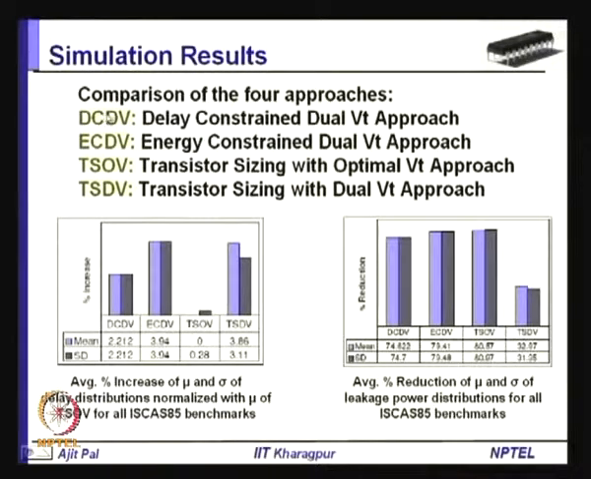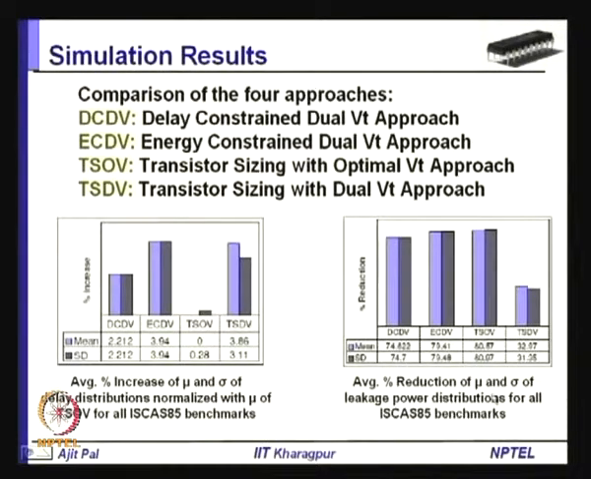So, here is the comparison of 4 different approaches. This is the delay constant dual VT approach, this is the energy constant dual VT approach, this is the approach of transistor sizing with optimal VT, which I have discussed in detail right now, and another approach is transistor sizing with dual VT. In this case we find that for transistor sizing with optimal VT, you can see the average percentage increase in mu and sigma of the delay distribution normalized with mu of the TSOB for all the benchmarks. So, this gives the best result.